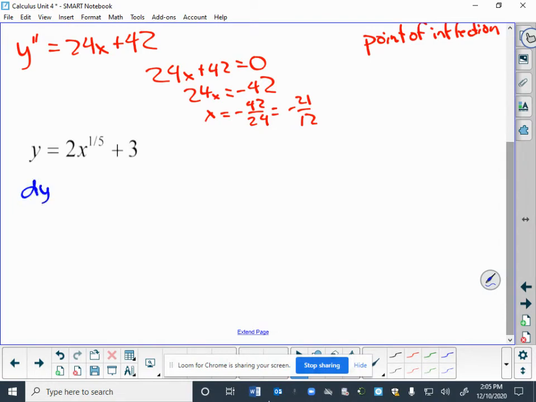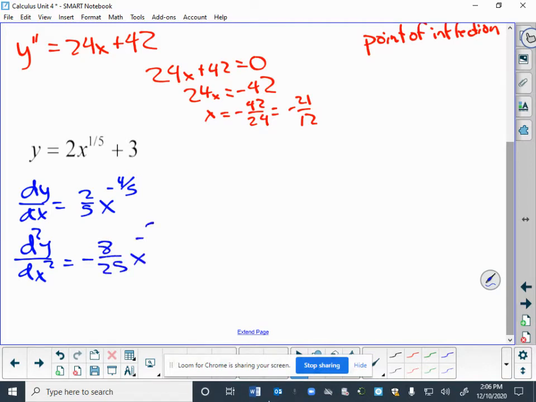So to do that, first of all, dy/dx, we need to get to the second derivative, and we can't shortcut that unless we do the first derivative first. So this gives us 2/5 x to the negative 4/5, and then d squared y dx squared would give us a negative 8/25 x to the negative 9/5.